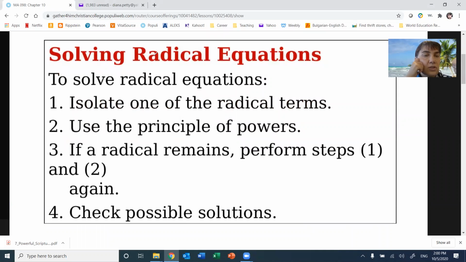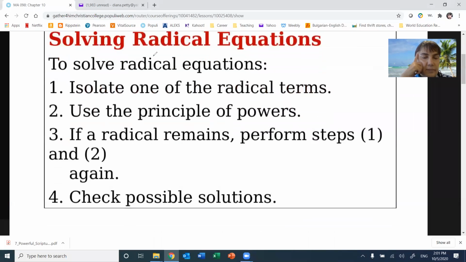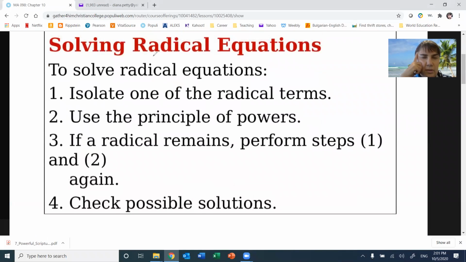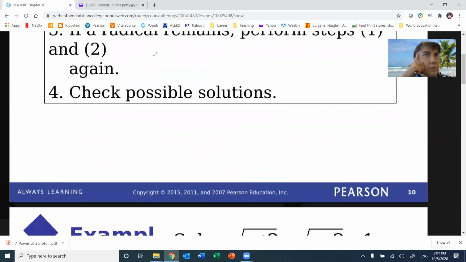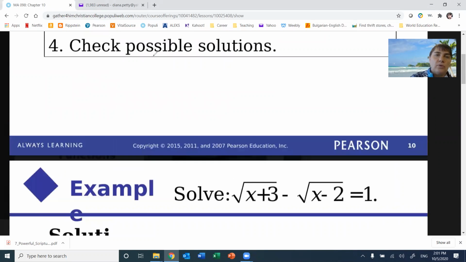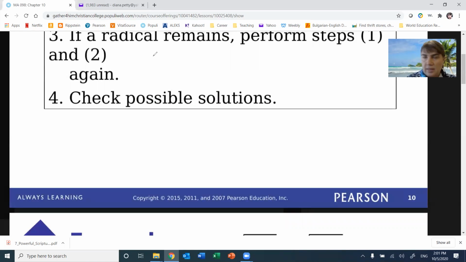So these are the general steps. Isolate the radical, use the principle of powers, put it to the power of whatever the radical is. If a radical remains, perform step 1 and 2 again. Sounds almost like a game or something. Check the possible solutions.